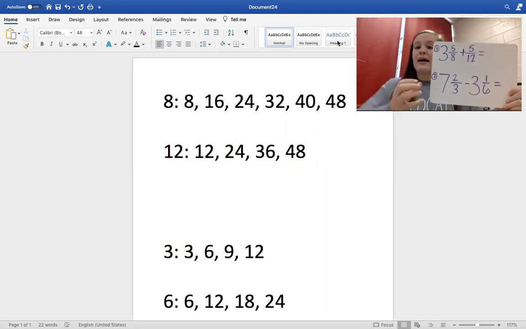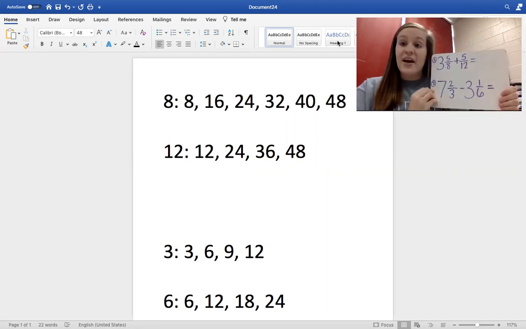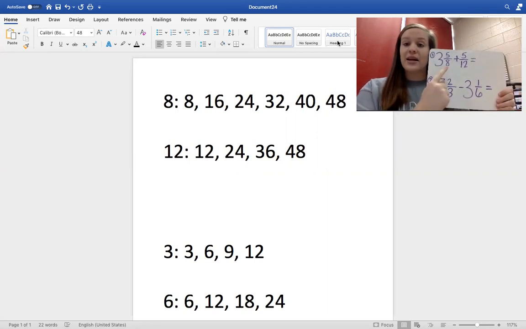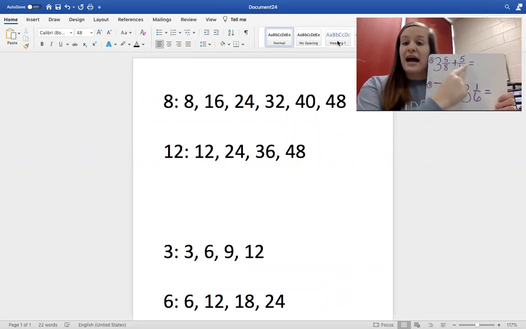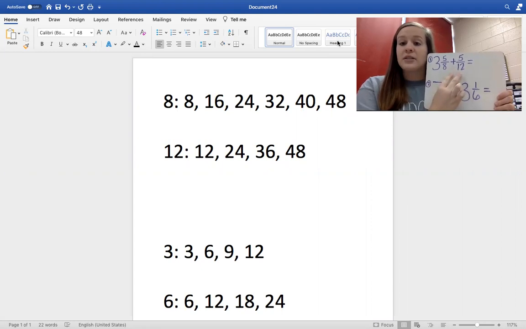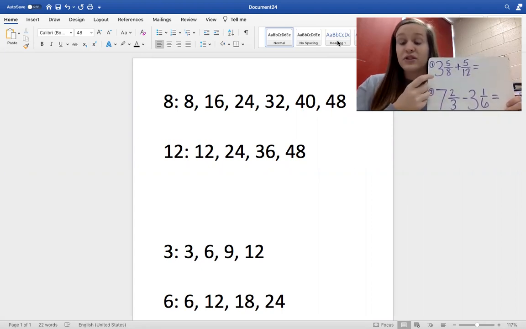So the cool thing about adding and subtracting mixed numbers is that we've already learned how to find common denominators between fractions. So that's our first step. We find our common denominator, we change our fractions to have common denominators, and we actually don't have to do anything to our whole number until we set up our problem. So we're going to go ahead and get started.